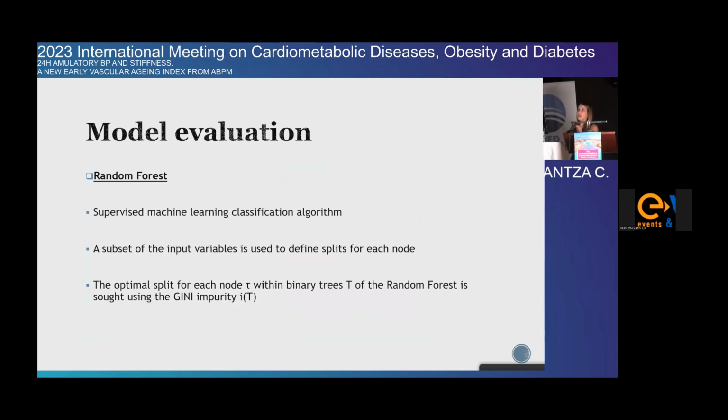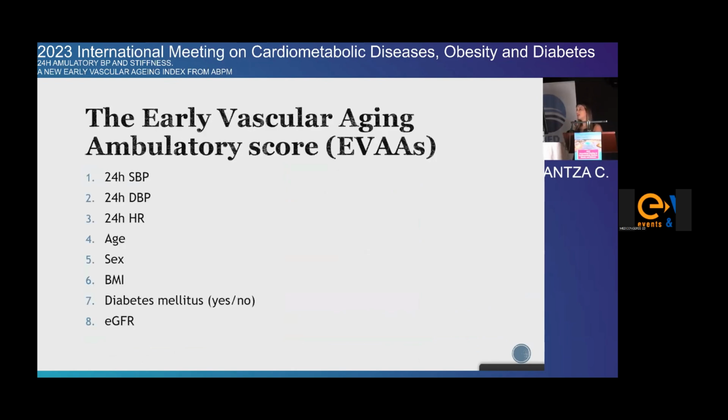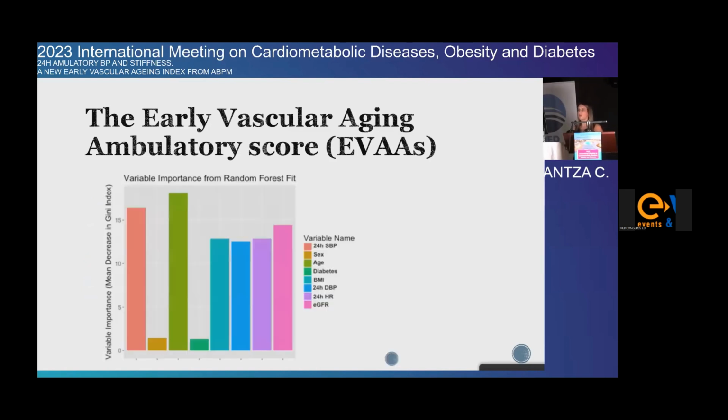We wanted to create a model to evaluate early vascular aging from simple determinants that we have in our clinics in everyday clinical practice. We used random forest for this purpose, and we arrived at the Early Vascular Aging Ambulatory Score, EVAS. EVAS was evaluated by 24-hour systolic and diastolic blood pressure, 24-hour heart rate, age, sex, BMI, the existence or not of diabetes mellitus in the history of our patients, and also eGFR.